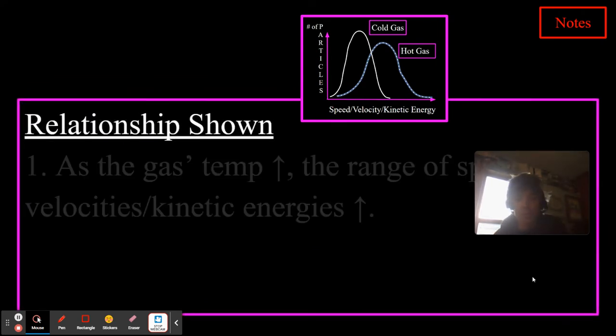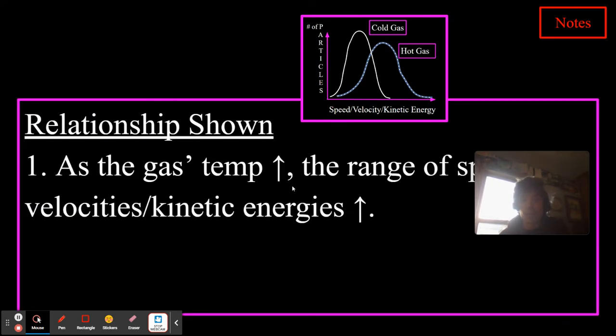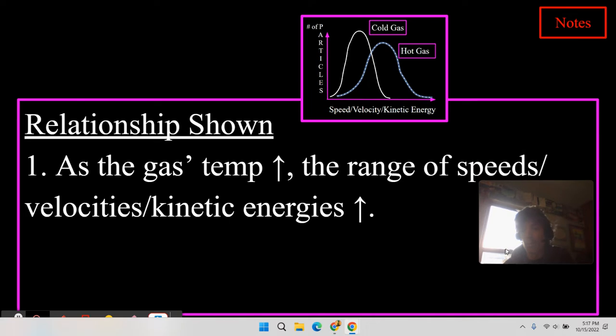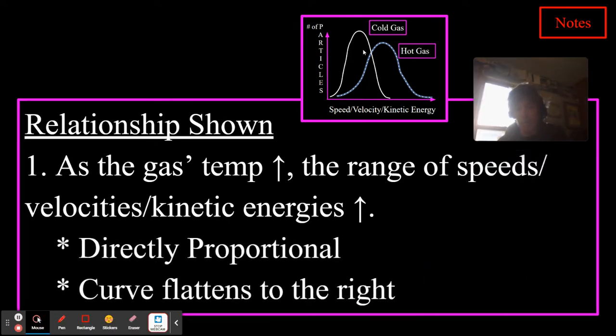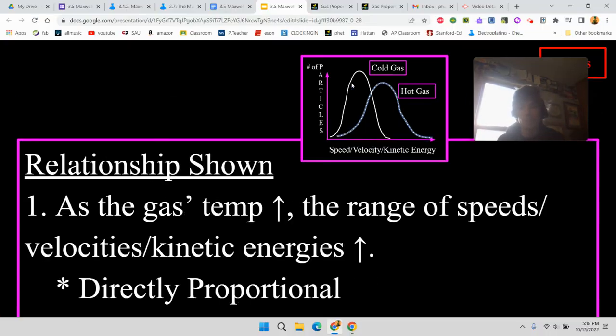So what is this showing us? That it's directly proportional. All right, and it's also showing us that this graph is going to flatten to the right. Now the area under both of these graphs, if I took the integral, would be the same because I'm not changing the number of particles. I'm just changing the peak of the curve and the shape of the curve, so to speak.